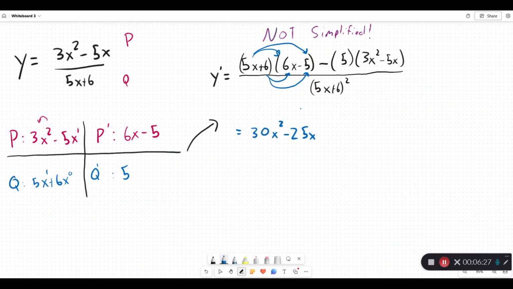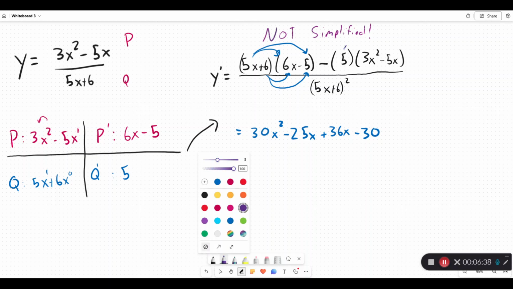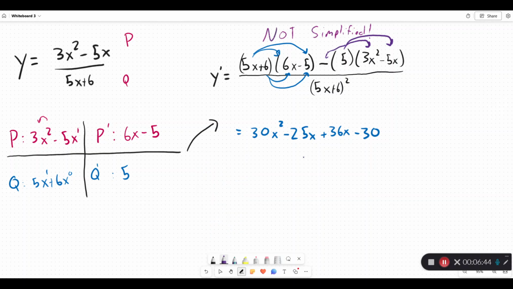So 5x times 5 is negative 25. 6 times 6x is plus 36x. And 6 times negative 5 is minus 30. There's the blue. Let's use another color. We also are going to distribute out this. And as a reminder, we're distributing out the negative 5. Right? So negative 5 times 3x will give me negative 15x squared. And negative 5 times negative 5x will give me plus 25x.